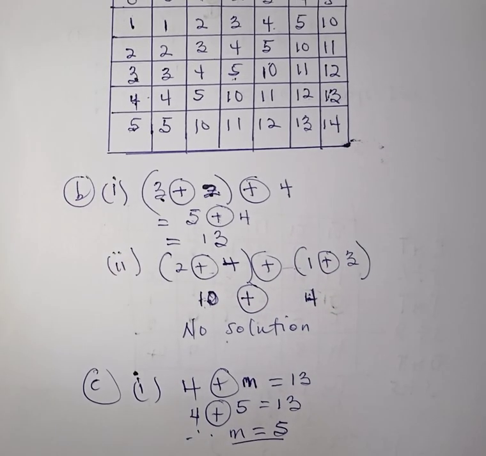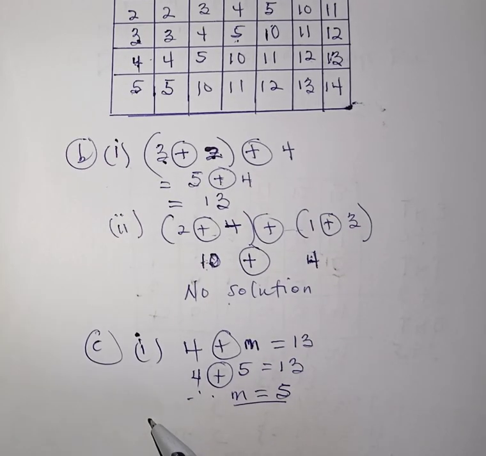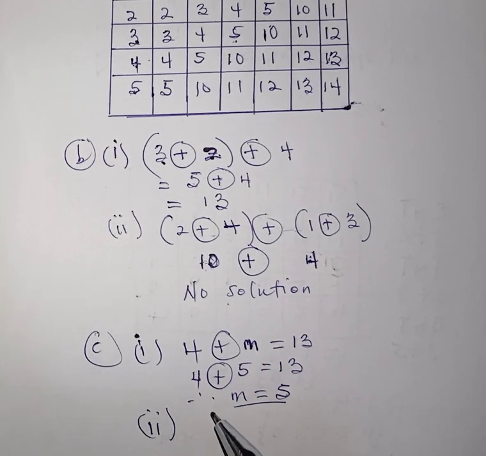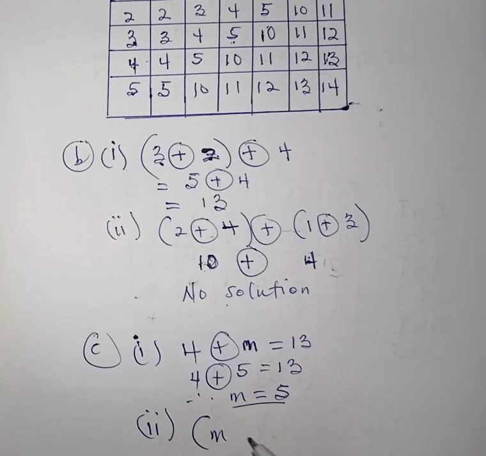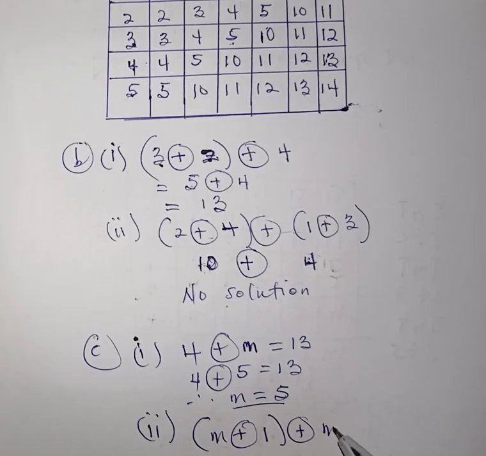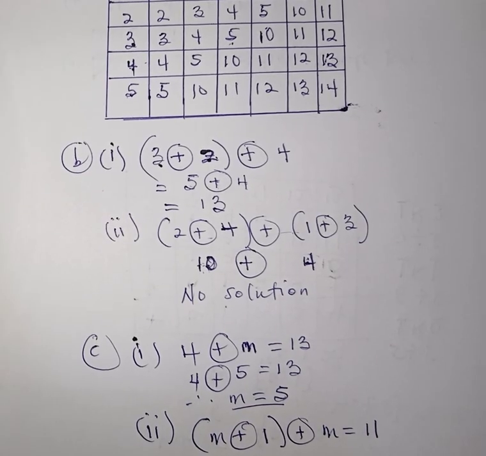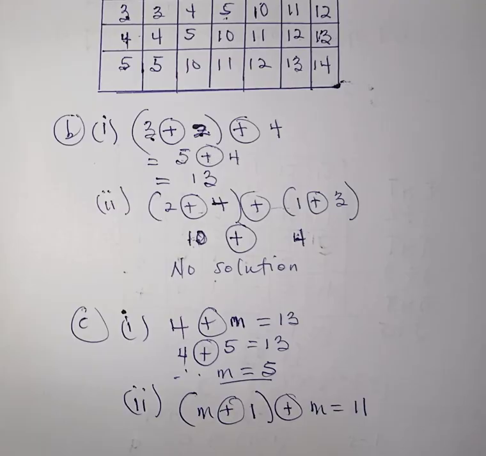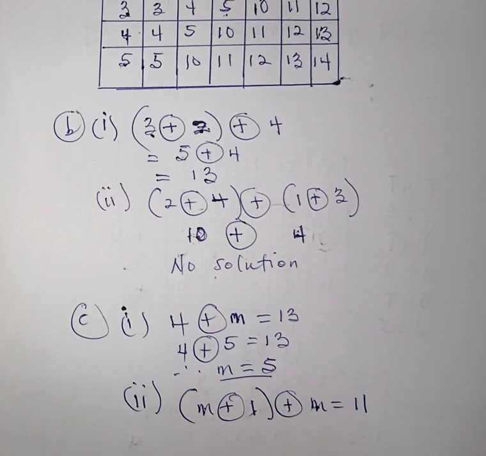So it's very simple. All right, great. Now let's look at the (ii), where we are also asked to solve M plus 1 plus M is equal to 11. So here too, it means that if I pick a number from the set and put it here, add 1 and add the same number, I must get 11. So this one, you need to test all of them and see.